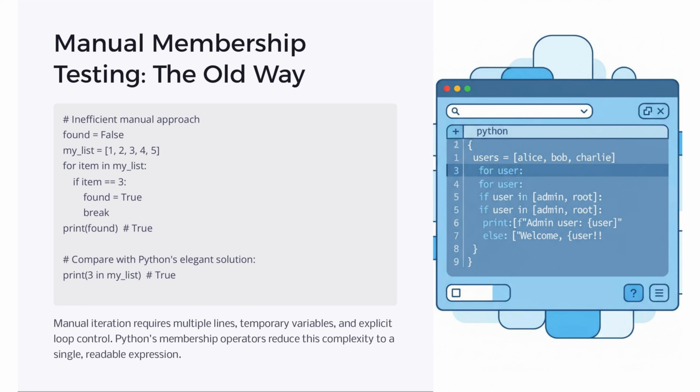Manual membership testing involves cumbersome loops and temporary variables, as seen in checking if 3 is in my list. This approach is verbose and inefficient. Python's in operator simplifies this to a single, clear expression, enhancing code readability and efficiency.